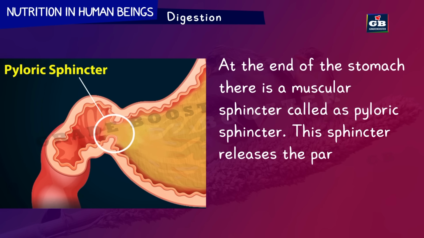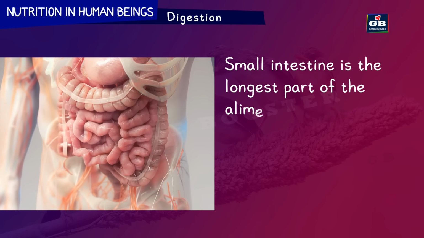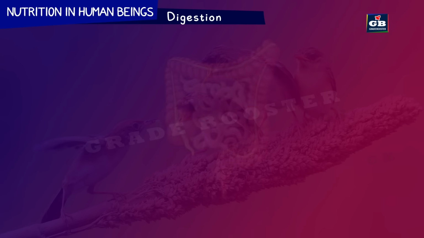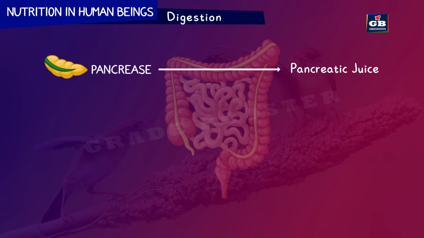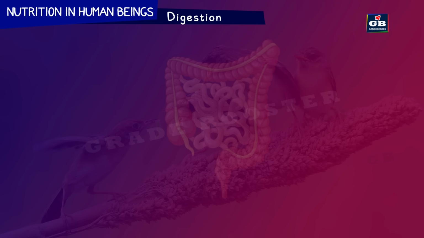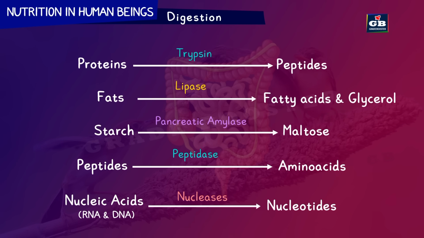At the end of the stomach, there is a muscular sphincter called the pyloric sphincter. This sphincter releases the partly digested food slowly into the small intestine. The small intestine is the longest part of the alimentary canal. It is highly coiled to fit in less space. The pancreas secretes pancreatic juice, intestinal glands secrete intestinal juice, and the liver secretes bile juice into the small intestine. Pancreatic juice and intestinal juice have enzymes like trypsin, lipase, pancreatic amylase, peptidases, and nucleases. These enzymes help in the digestion of carbohydrates, fats, and proteins.